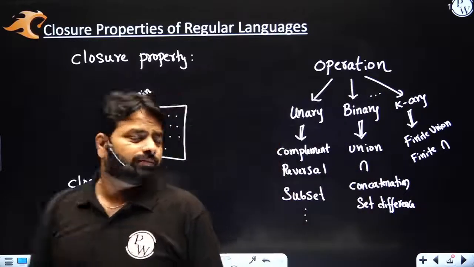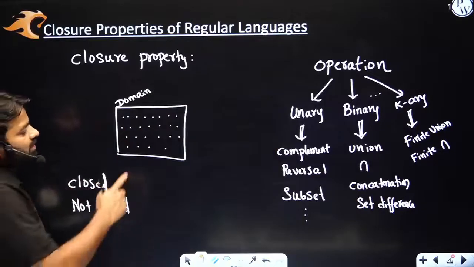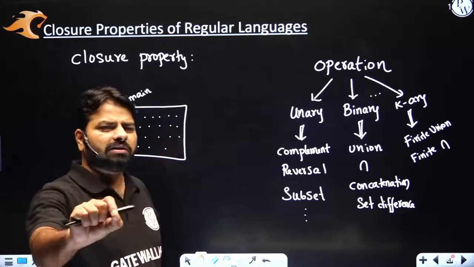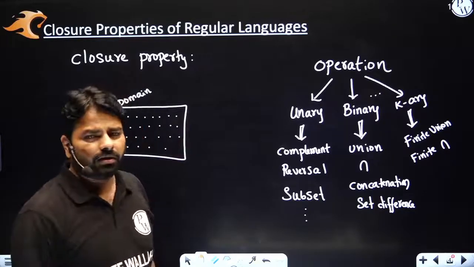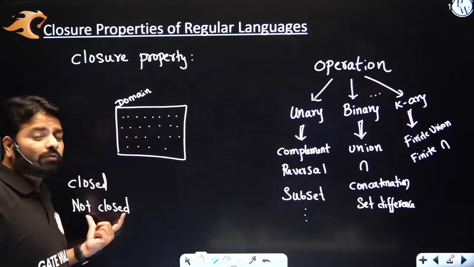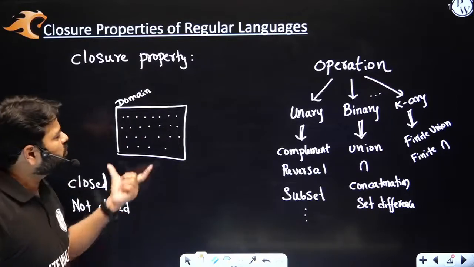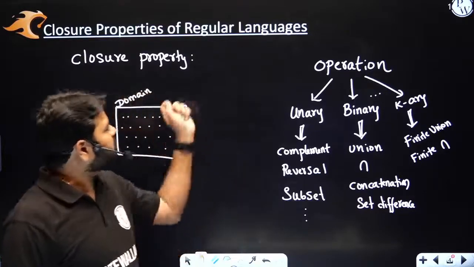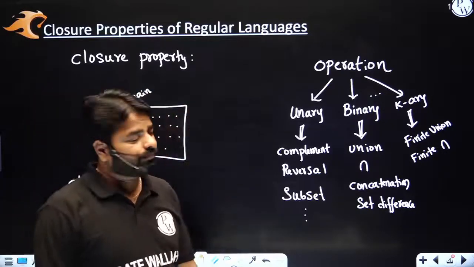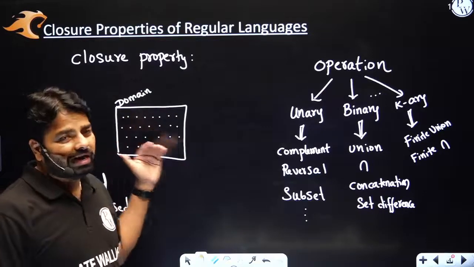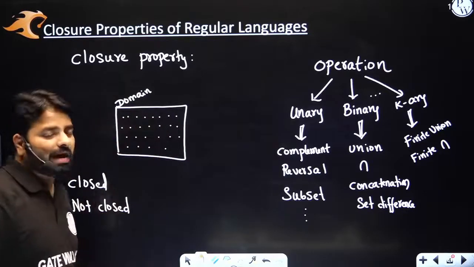So closed represents that the result is always inside the domain. Not closed means at least one time, that means you found at least one example. Closed requires proof with an algorithm. For not closed, the proof requires just an example, because to say not closed, you need to find one example which goes outside the domain after applying the operation. So we are going to see this. When we say closed, believe me, you will have an algorithm. Not closed, you will have an example.